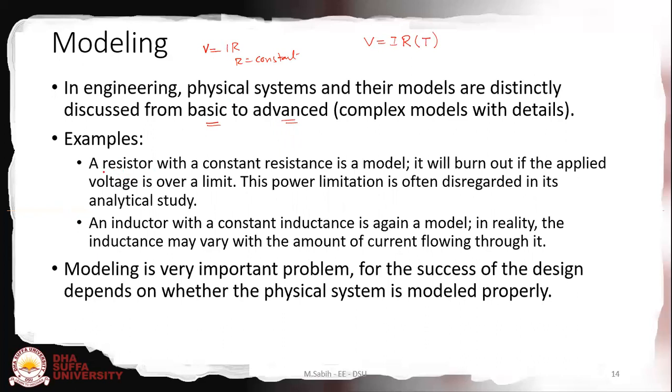For example, the resistor with constant resistance is a model, but it will burn out because of high temperature and current if the applied voltage is over a limit. So this power limitation is often disregarded in its actual analytical study. So usually we take the V equals IR model and avoid this power limitation.